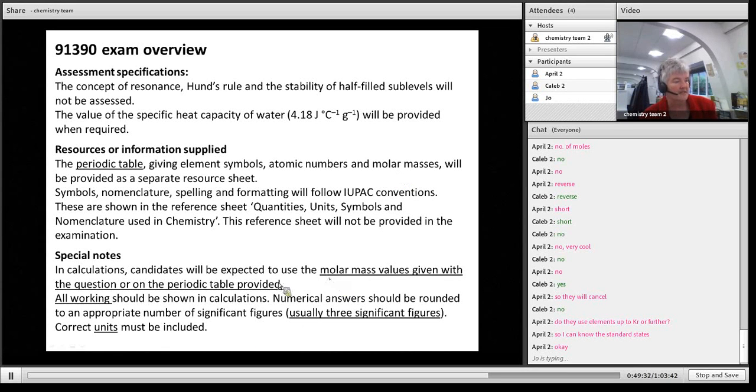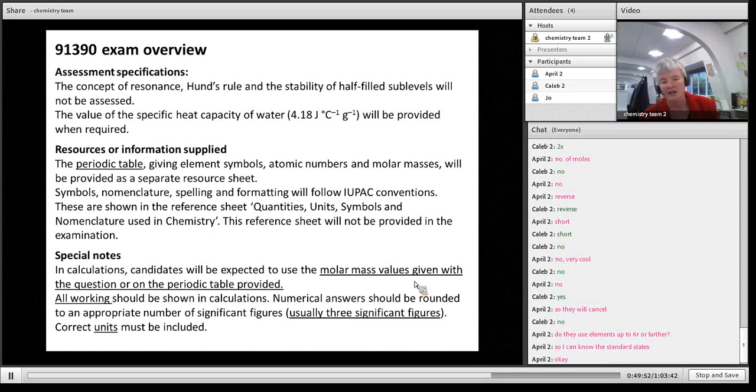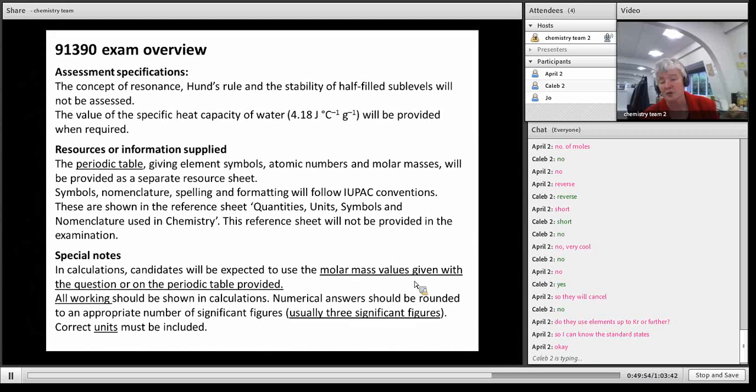So it says here, candidates will be expected to use the molar masses given on the periodic table to calculate any molar masses of substances. This is particularly important for calorimetry or those sort of things, because if I burnt 10 grams of methane, when you're trying to calculate per mole, you have to work out how many moles are in 10 grams of methane.